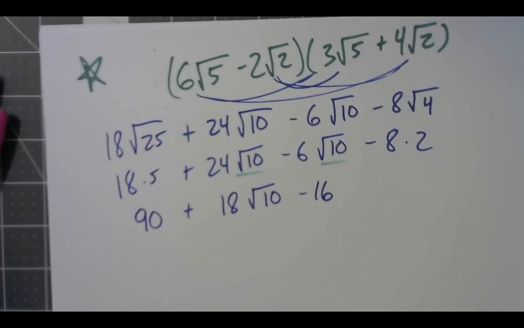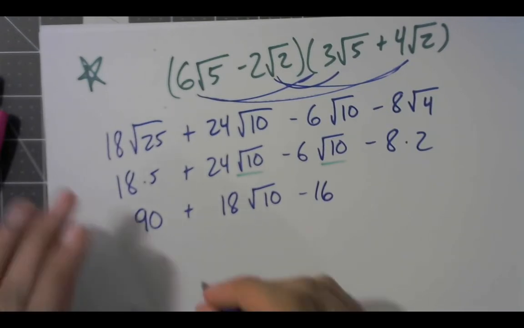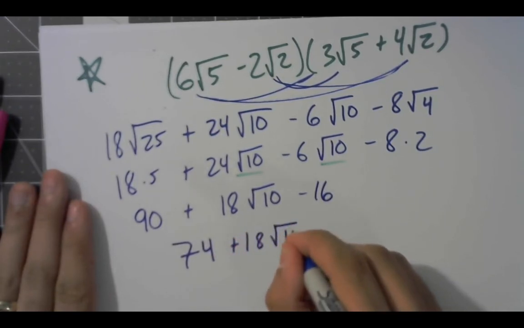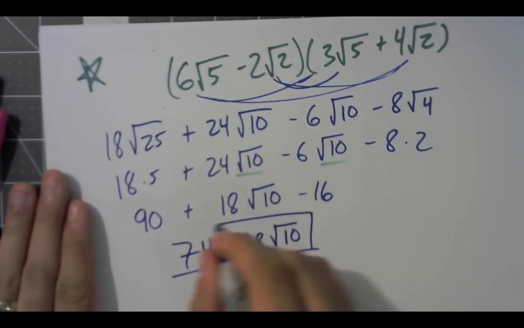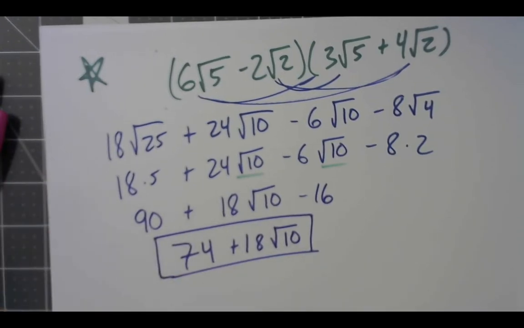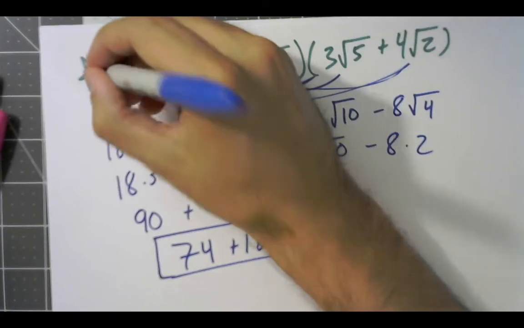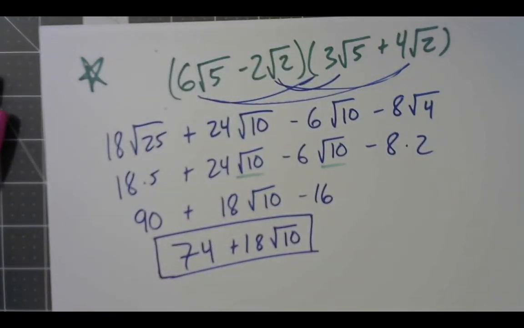I have 90 minus 16. That's going to be 74 plus 18 root 10. These cannot combine. There's no squares inside 10 that I can take out. So I'm stuck at 74 plus 18 root 10. Once again, this is a star problem. I would know how to do this one for everybody included. So let me jump down to chat.